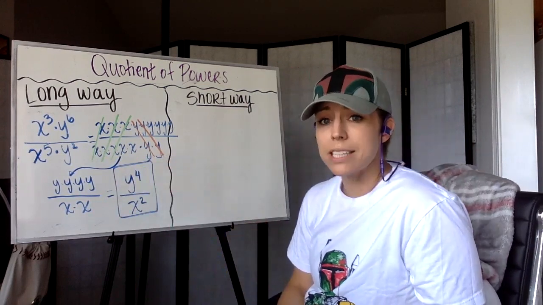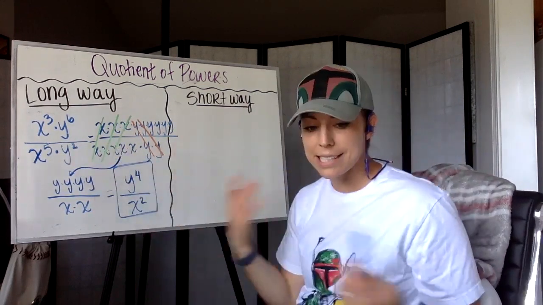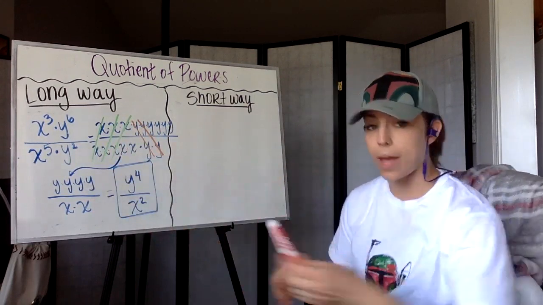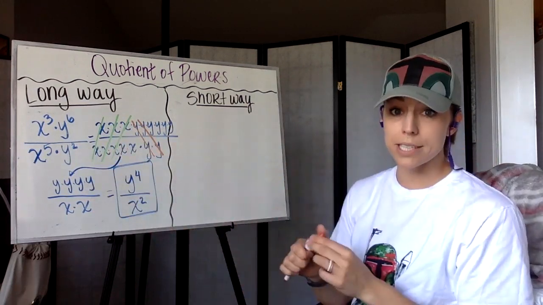Now that took us quite a bit of time. It required a lot of space. Wouldn't it be nice if there was a shorter way? And there is. That's where these properties come from.